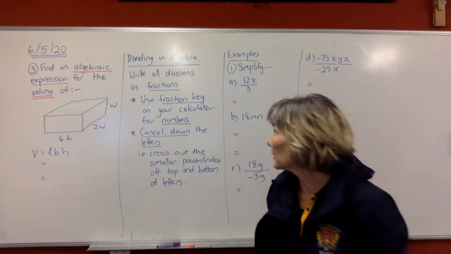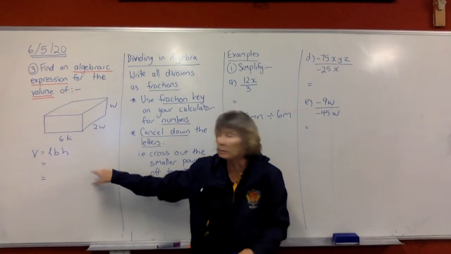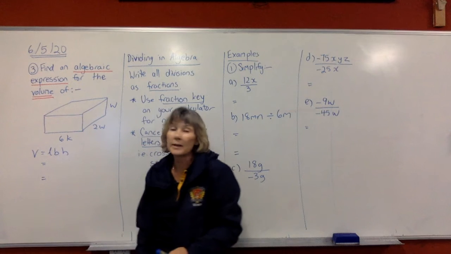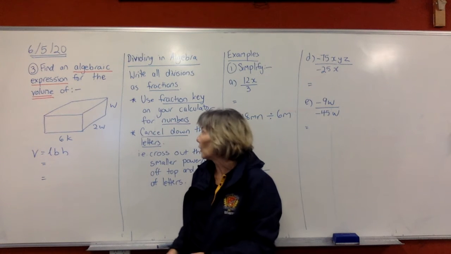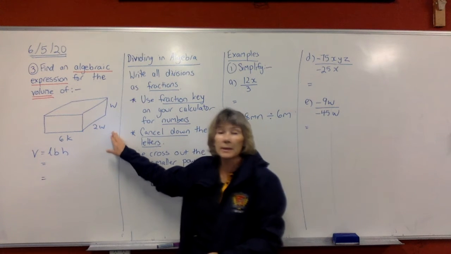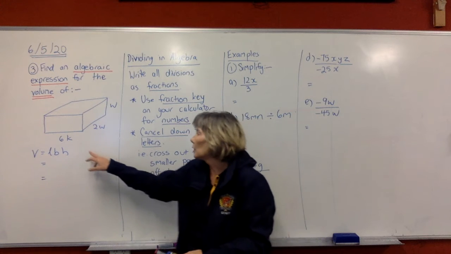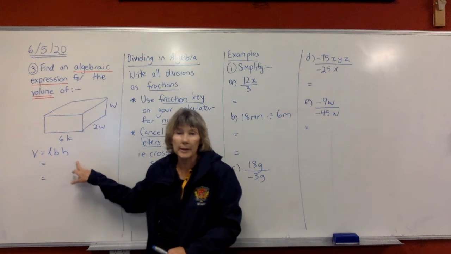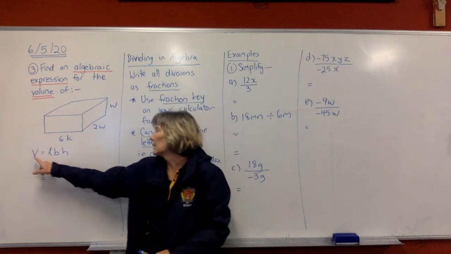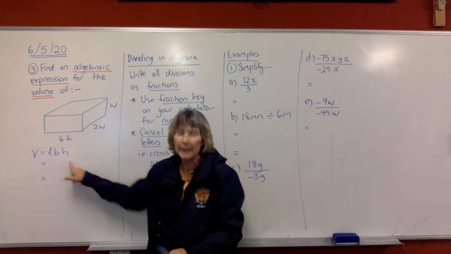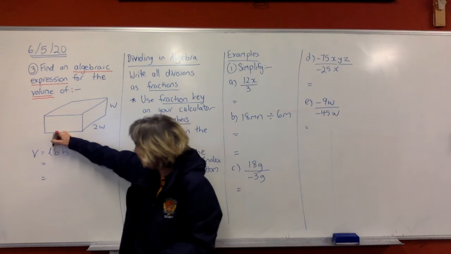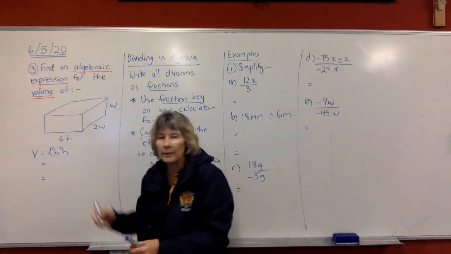Okay, boys, so we're just going to do one more example on the multiplying. This one says find an algebraic expression for the volume of this shape. So this is a rectangular prism. You need to know the volume of a rectangular prism formula. It's V equals LBH. So remember we're multiplying in between these.